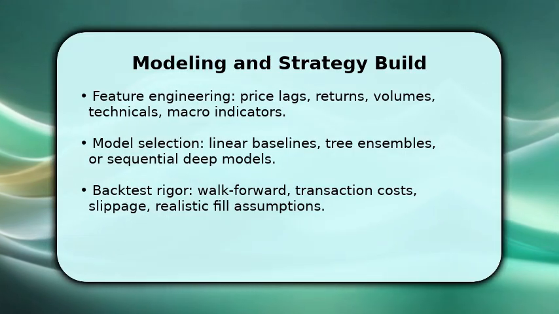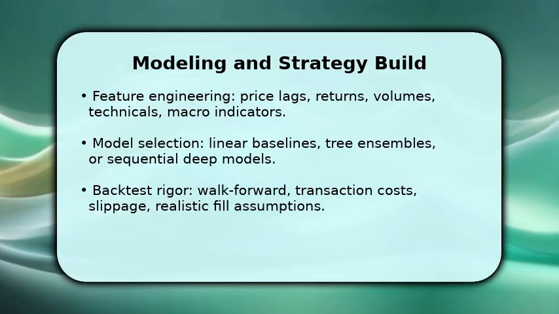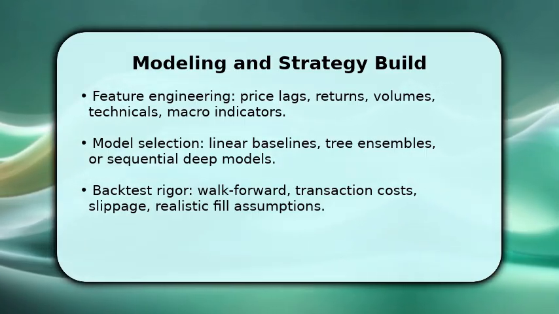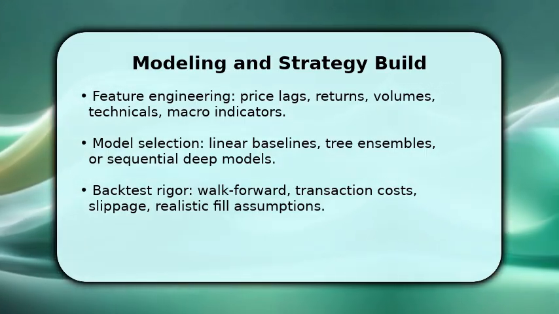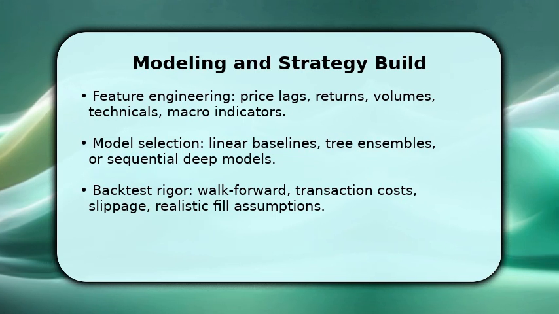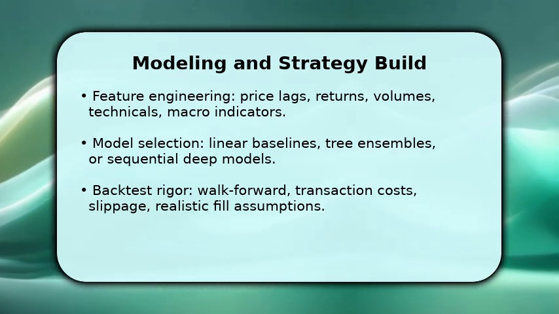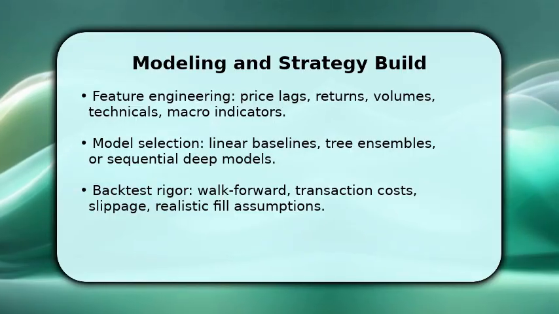Make sure to include transaction costs, realistic slippage, and market impact in backtests. Once models pass, add execution rules and risk limits. This keeps live behavior predictable and reduces overfitting surprises.